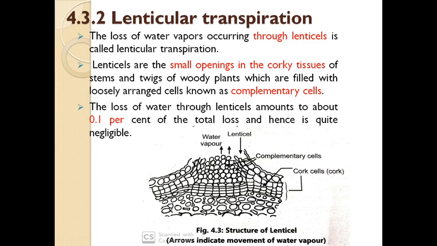In woody plants, after secondary growth takes place, the epidermis is replaced by the cork. This is the epidermis. After secondary growth, this epidermis gets ruptured. There is a formation of secondary tissues or secondary cells, specifically the development of the periderm. That periderm is nothing but the cork.